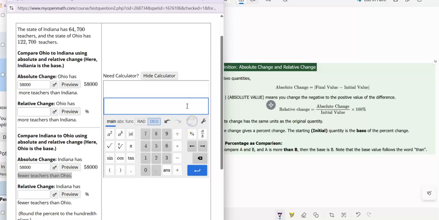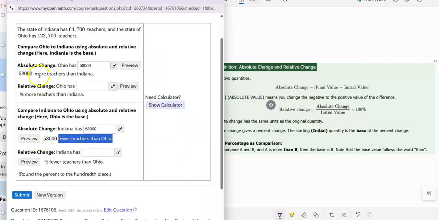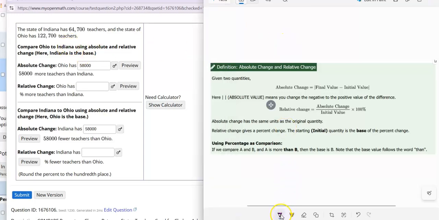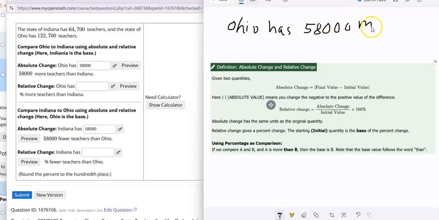Now the second part, you have to find the relative changes. So you have to be careful here. You're comparing Ohio to Indiana. So if you compare Ohio to Indiana, what you can say here is Ohio has how many teachers more? 58,000 more than what? More than Indiana, right?